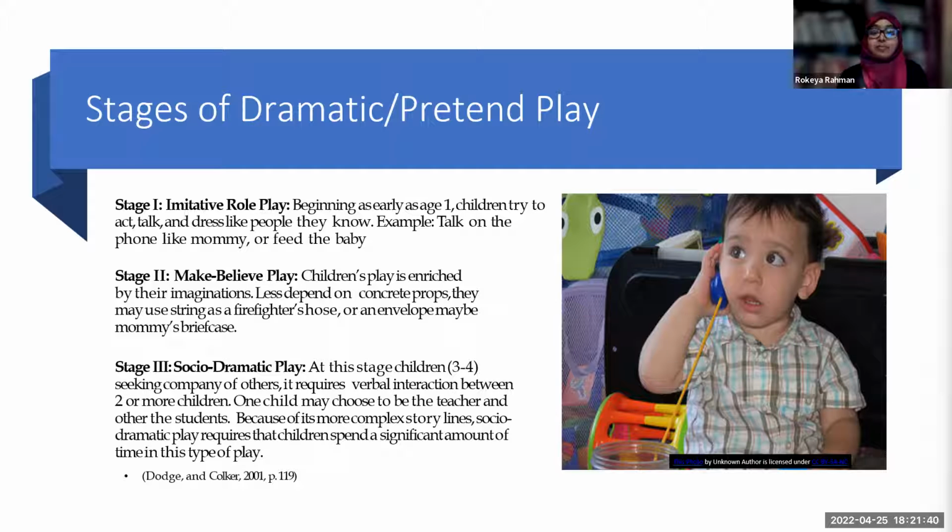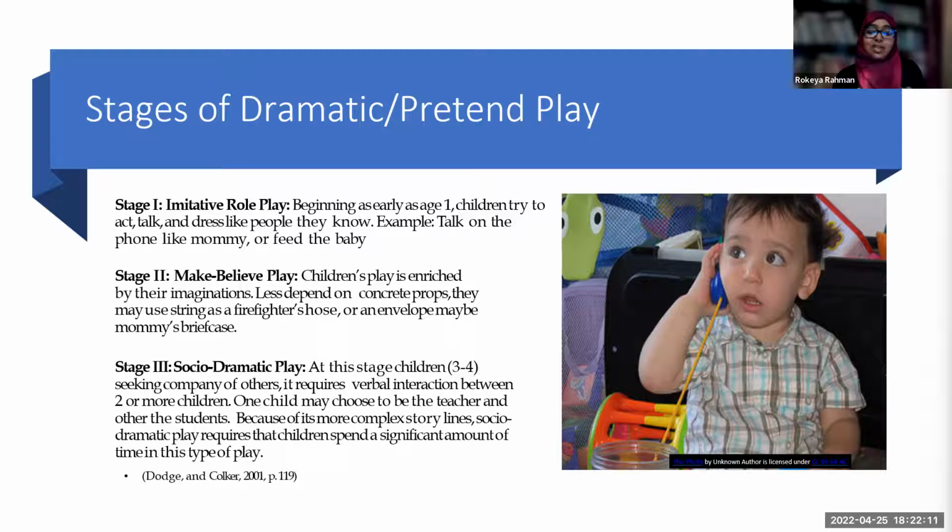So that is basically their make-believe stage, and this is stage number 2. And stage number 3, here we come to socio-dramatic play. When they engage with other children, basically children starting at age 3 to 4, they are actually looking for a partner to play with. So they're looking for peers. In that stage, children engage with 2 or more children, and they actually create a scenario.